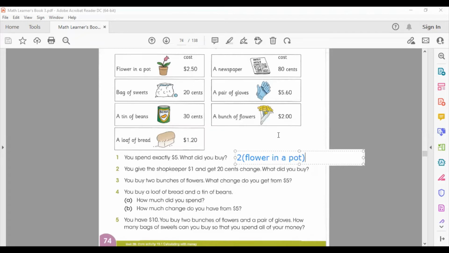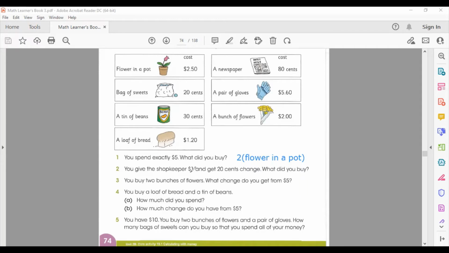This is the simplest. Also, you can buy a lot of other things. If you want to spend exactly $5, for example, a bunch of flour, $2. After this, you can buy flour in a pot, $2.50, so $2 plus $2.50 is $4.50, and one bag of sweets and a tin of beans. So like this, you can also make $5 if you buy one of each item. You can spend exactly $5. But the simplest answer is 2 flour in a pot. If you buy 2 flour in a pot, it equals $5.